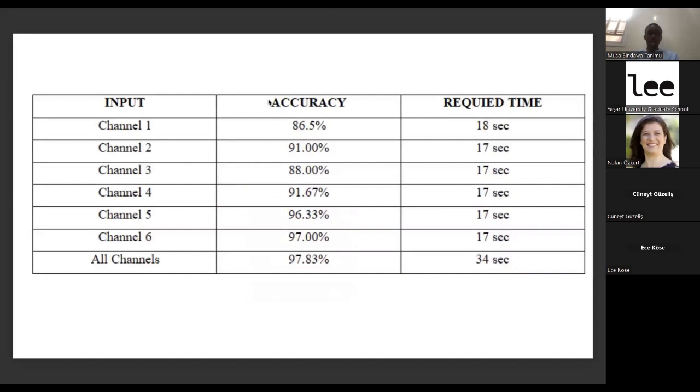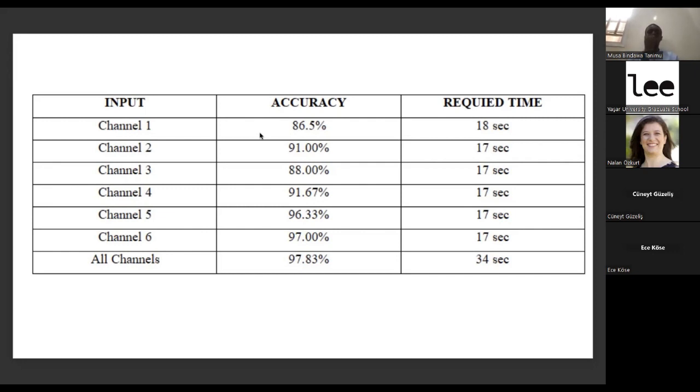And at the end of our experiment, at first we tried to feed as inputs channel by channel. Since we had 6 channels, we fed the data of each of the 4 subjects. For the first channel, our accuracy was 86.5%, and the required time was 18 seconds, etc. Until the 6th channel, we did it accordingly. Then we decided to feed all the channels together, and we got higher accuracy, but it took a little bit longer computational time.